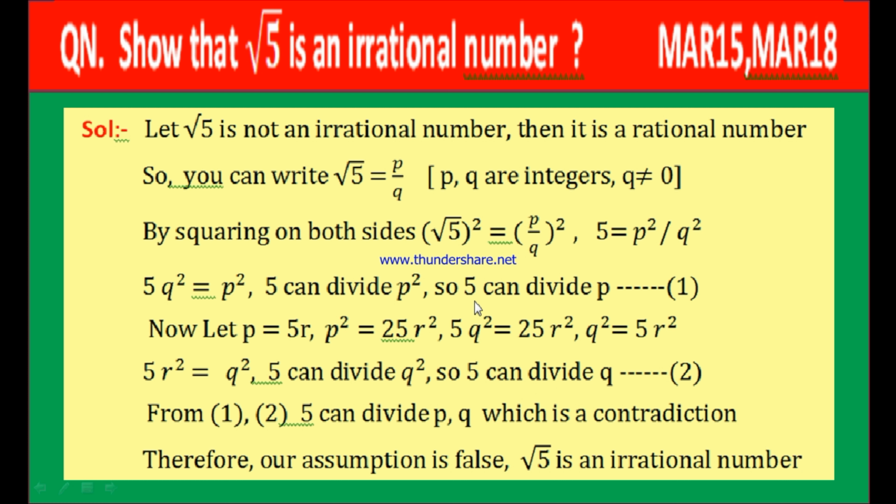From the first expression, we proved that 5 can divide p, and now from the second we proved that 5 can also divide q. From 1 and 2, 5 can divide both p and q, which is a contradiction. Why is it a contradiction? Because while writing root 5 in the form of p by q, this p and q should be integers and they should be relatively prime. Therefore, there should not be a common factor for p and q. But we got that 5 is a common factor for both p and q, which is a contradiction, and therefore our assumption is false. Since our assumption is false, root 5 is an irrational number.